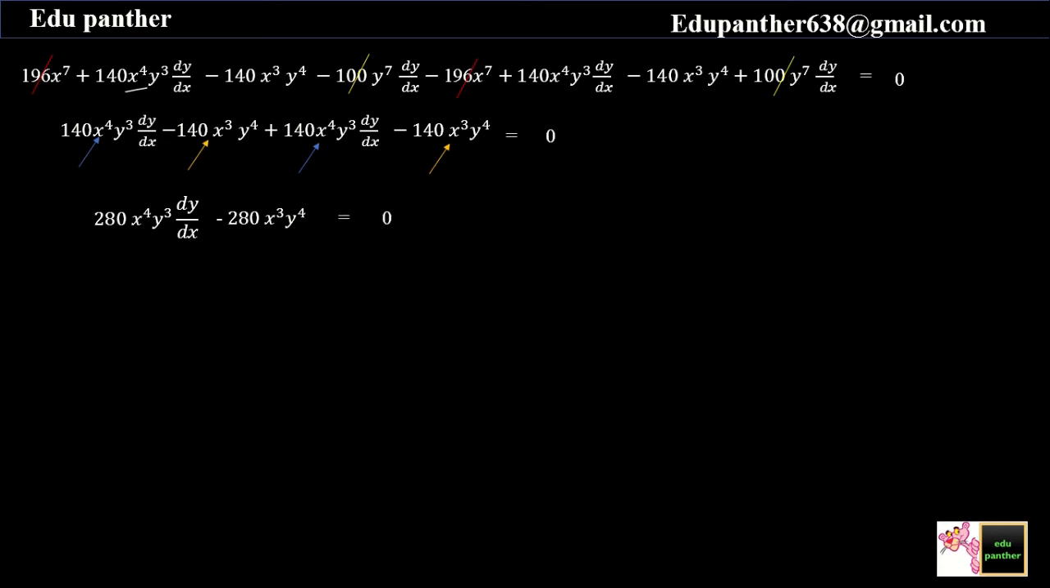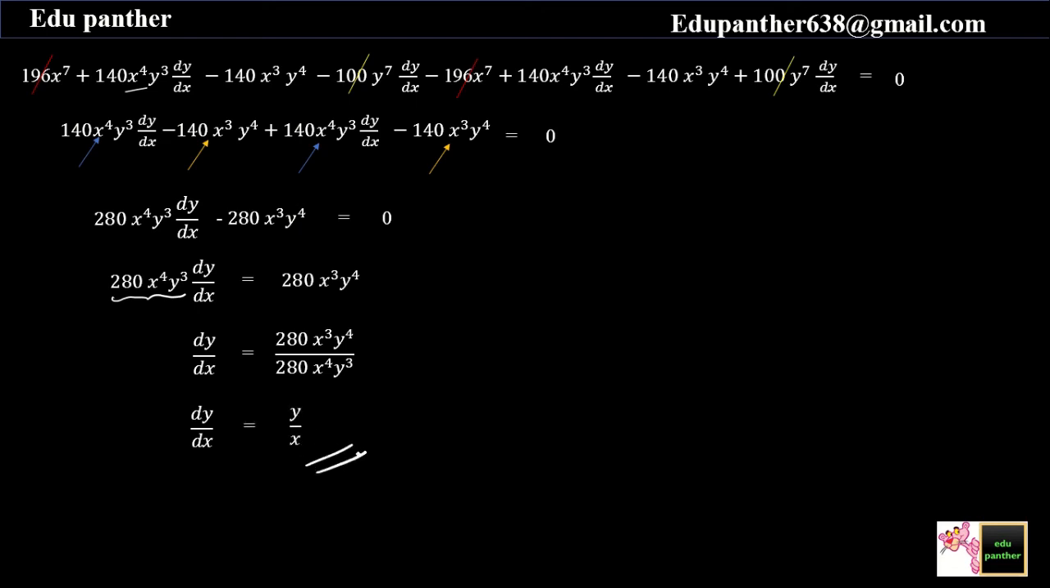Now what we have to find here is dy by dx. So keep dy by dx on one side and the remaining terms on the other side, as we can see here. Whatever extra term we have with dy by dx, shift those terms to the right hand side. So dy by dx will be this 280 x cube into y raised to 4 divided by this term. So we can cancel out this 280, then we can cancel out x cube with this x raised to 4. Similarly, y cube with this y raised to 4. So we'll get dy by dx as y over x, and that is what we have to prove.